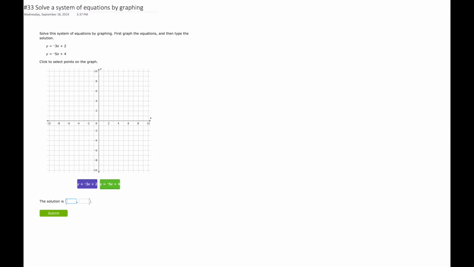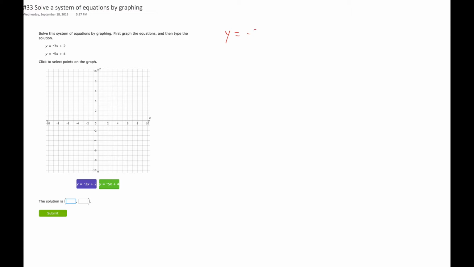Okay. What type of equation are these guys? Do you know what the graph looks like? Yeah, they're linear. Do you know how to graph this one here? How do you graph it?